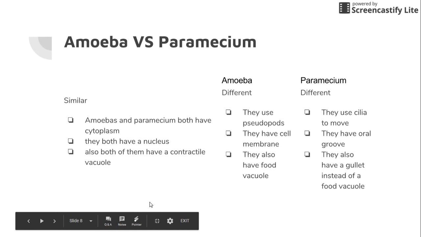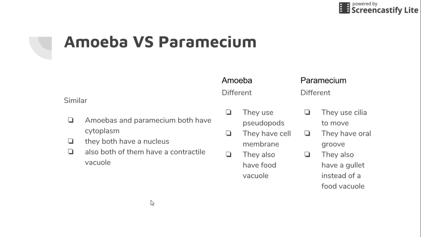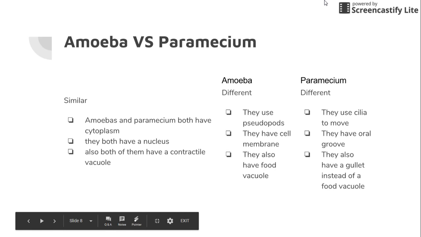Paramecium. They use cilia to move. They have an oral groove, and they also use a gullet instead of a food vacuole.